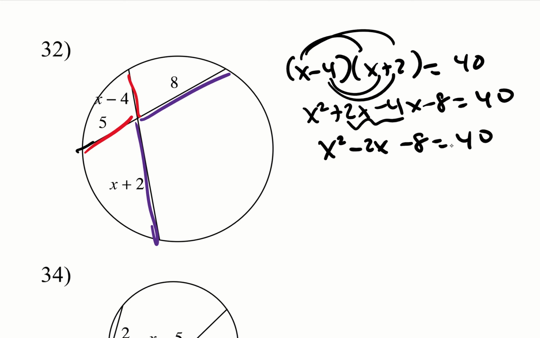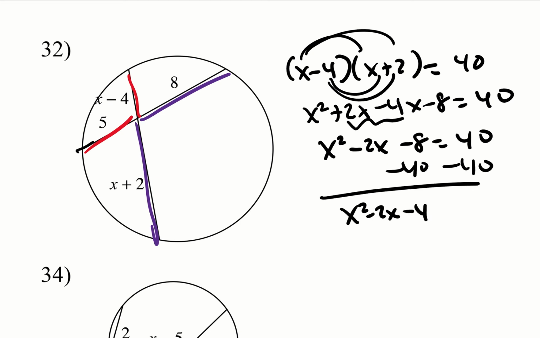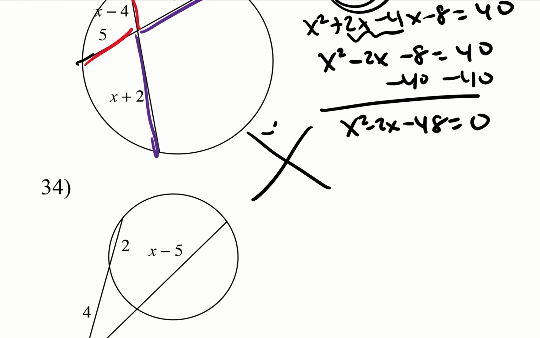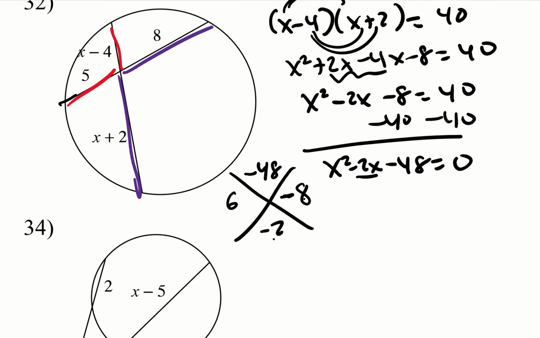I'll show you guys the puzzle, and then I'll have you guys solve the rest of it. So we subtract 40 on both sides. And then we set up our puzzle. So we got negative 48 and then negative 2. So we got 6 times 8 is 48. One of them has to be negative. This one has to be negative because negative 8 plus 6 is negative 2. I'll leave it to you guys to solve the rest of that.